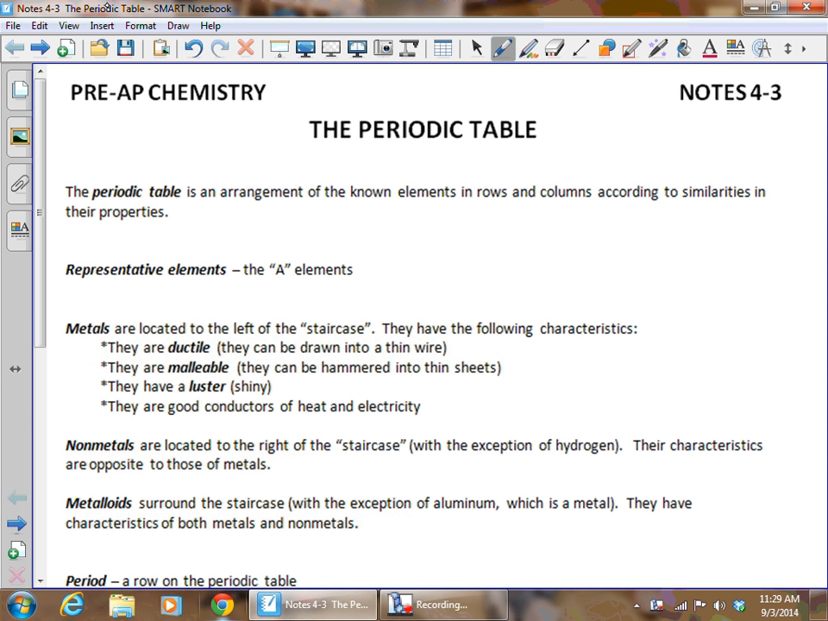We're going to label the metals, the nonmetals, and the metalloids first to show where they are. Metals, as it says here, are ductile. They can be drawn into thin wires. They're malleable. You can hammer them into thin sheets. They have a luster, which means they're shiny, and they are good conductors of heat and electricity. So those are the characteristics. Nonmetals, you can pretty much just list all of those characteristics, but put a not in front of them. They're not ductile, not malleable, they don't have a luster, and they are poor or non-conductors of heat and electricity. Metalloids are our in-between substances that have characteristics of both.